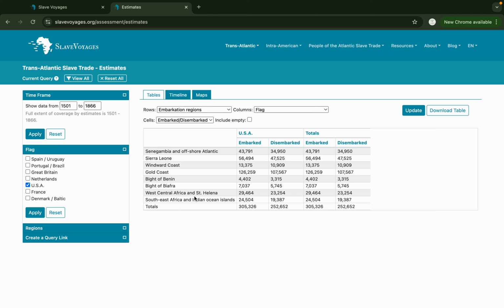Oh shoot, I forgot all of. The next is West Central Africa and Saint Helena, which we looked up last part. And then we have Southeast Africa and the Oceania Islands, which is never really discussed as being a part of this. So that's important to look at.